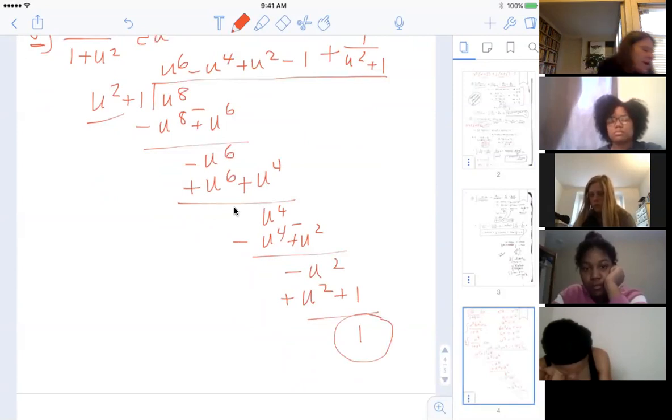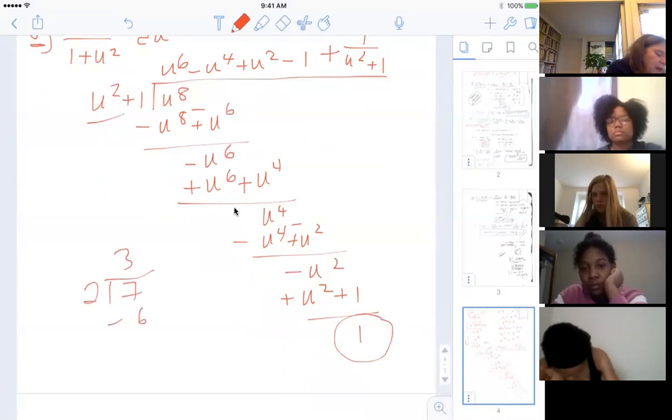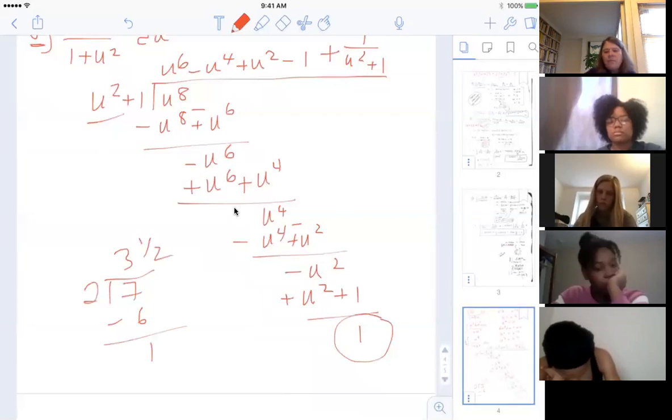So that's what your remainder is. It's like dividing 2 into 7. You get 3, you multiply, and then you get 1. 1's less than 2, so you just leave it as the remainder, so it's 3 1/2. That's what's happened there. Okay?